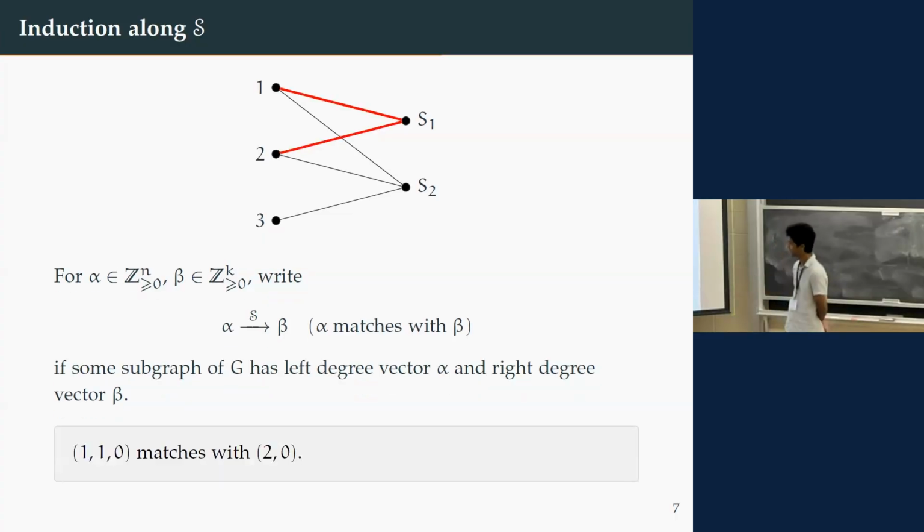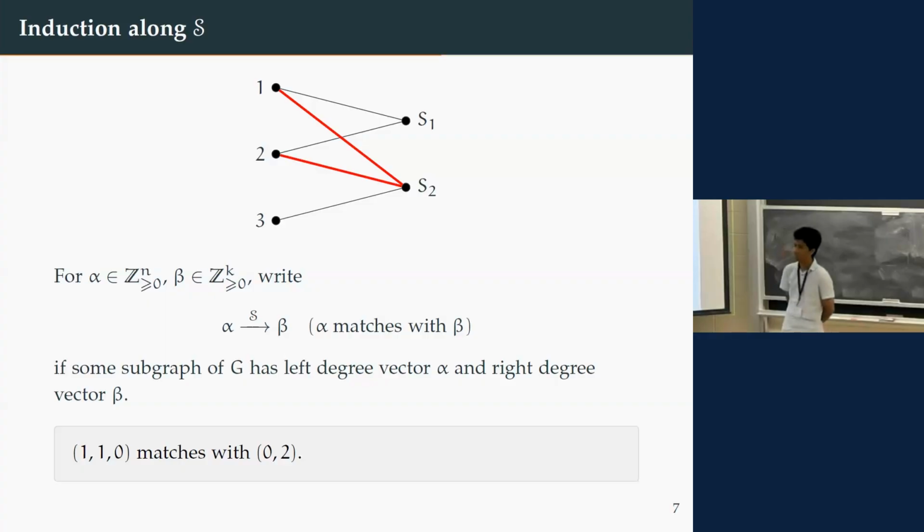Again, we can see that with examples. So the vector (1, 1, 0) matches with (2, 0) because of the existence of this subgraph, which I left in red. Similarly, (1, 1, 0) matches with (1, 1). Actually, (1, 1, 0) matches with (1, 1) in 2 different ways, but we don't really care about the number of different ways, as I said. And finally, (1, 1, 0) matches with (0, 2).